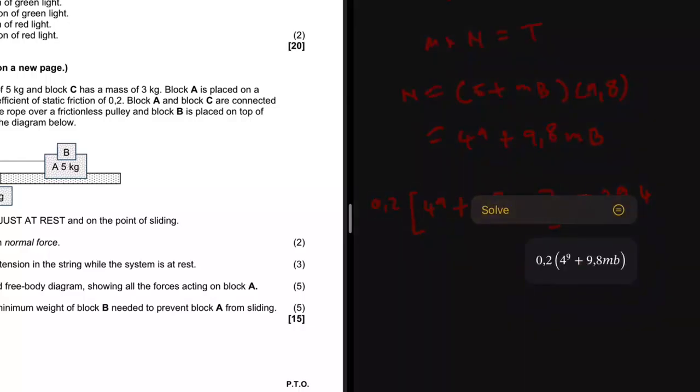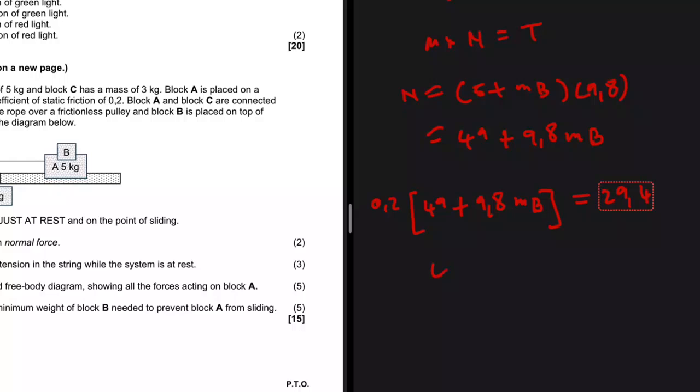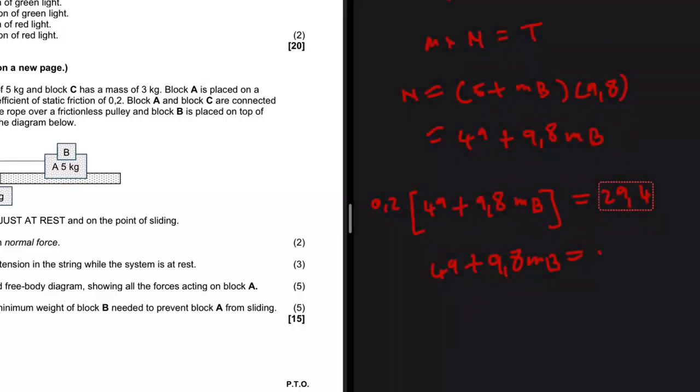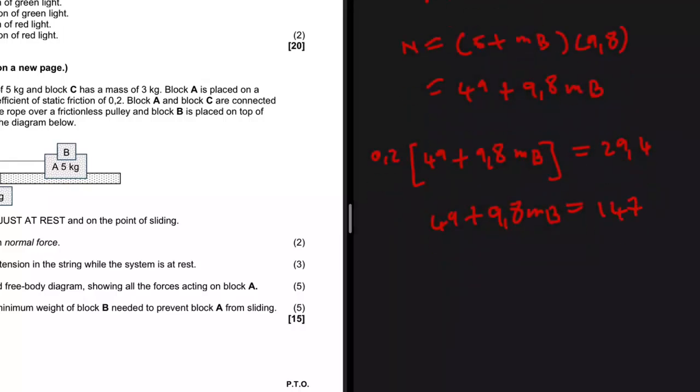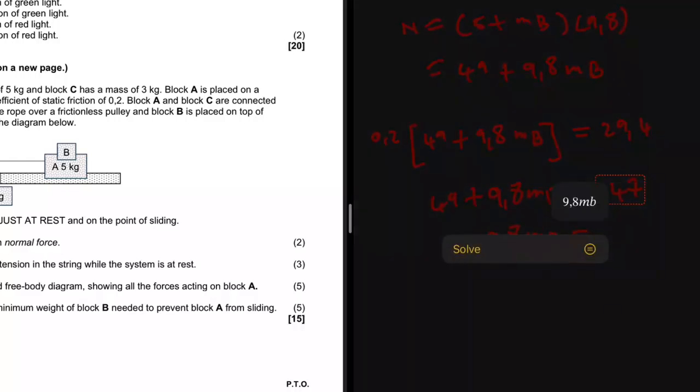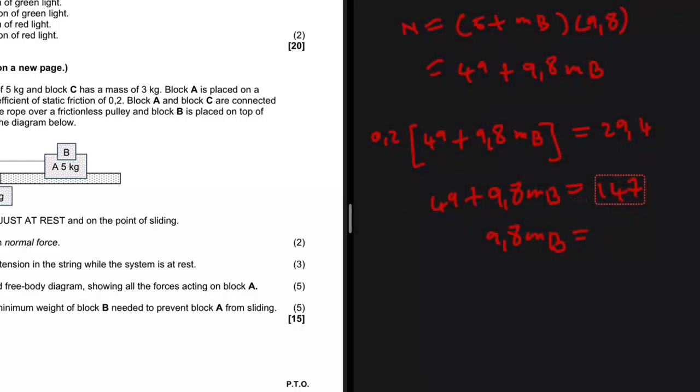So what I'm going to do, I'm going to divide both sides by 0.2. And then when I do that, 29.4 divided by 0.2 is 147. So 9.8 MB, the mass of B, is 147 minus 49, which is 98. So the mass of B is equal to 10 kilograms.